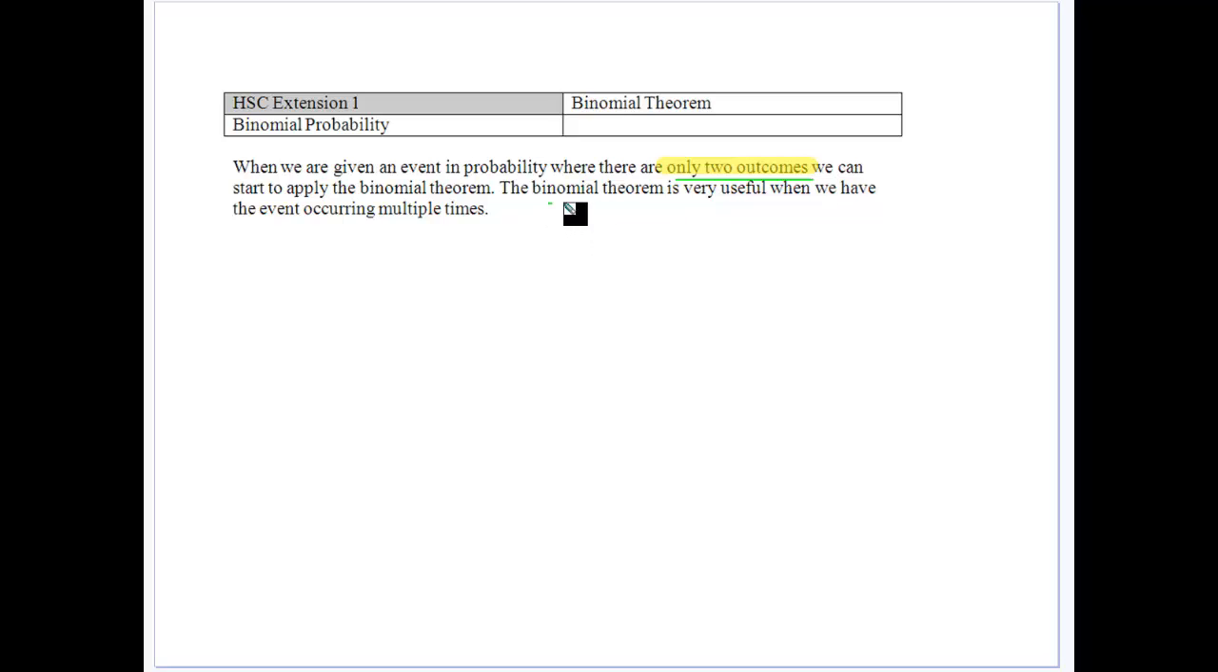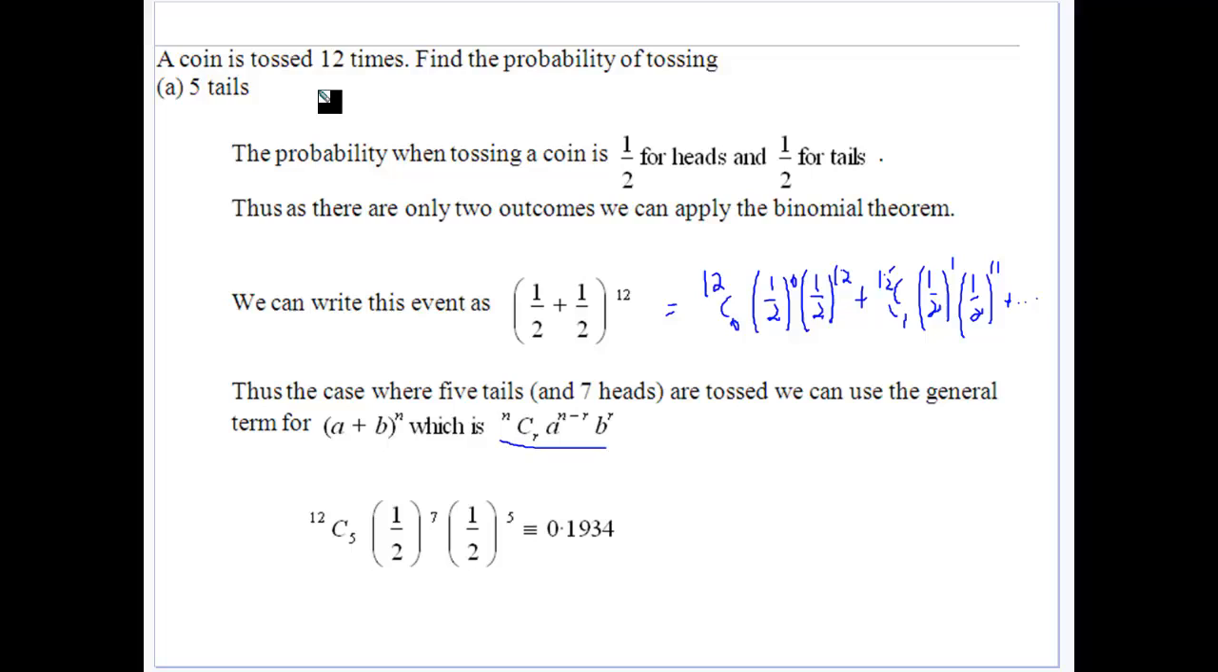Now, the binomial theorem part comes in when we have that event occurring more than once, and the more times it happens, obviously, the more useful the binomial theorem is going to become. So that's where we're going to use binomial probability. Two outcomes in our situation, either something's going to happen or it's not going to happen, so complementary events, and that event occurring more than once. So let's have a look at the first one.